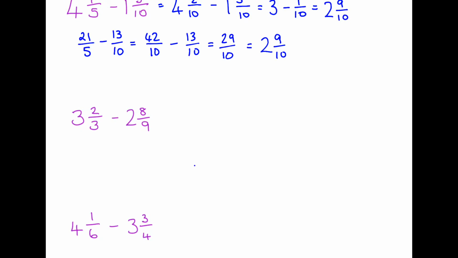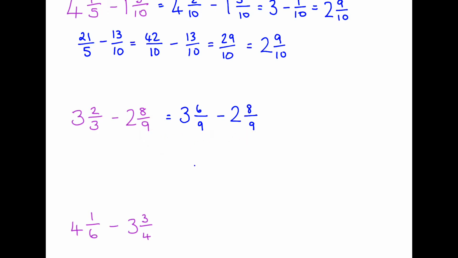Okay, so the next one. We'll keep the whole numbers. And we'll find our equivalent fractions now for 2/3 and 8/9. So 3 and 9. Common denominator is going to be 9 because 3 goes into 9. So to change thirds into ninths, we've multiplied the bottom by 3, so we multiply the top by 3. And then to change ninths into ninths, well, we don't do anything, do we? So it's just going to be 8.